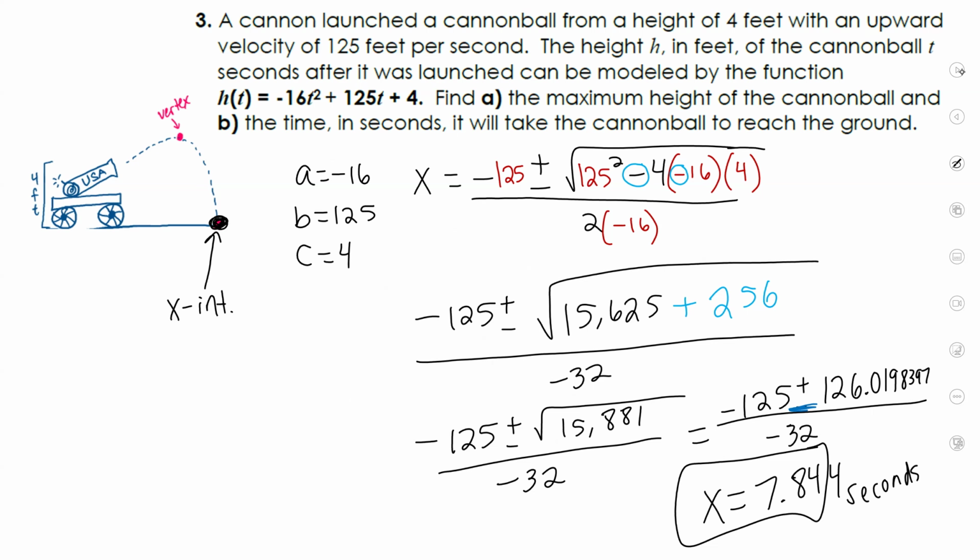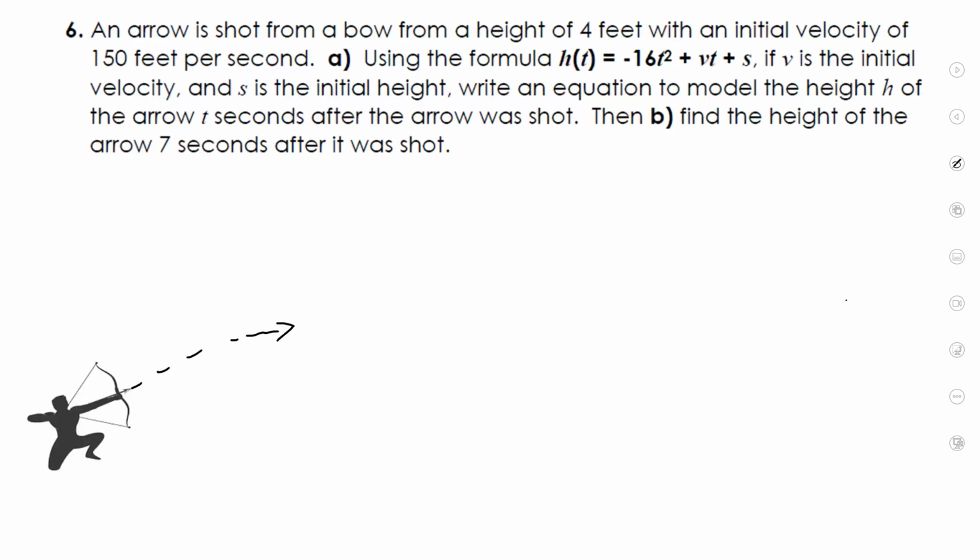So when, okay, looking at number 6. We're looking at an arrow that is being shot from a bow. This is the equation, but notice it is not completed for us. So let's read this. It says that they launched the arrow at a height of 4 feet with an initial velocity of 150 feet per second. It tells us that V stands for the initial velocity. So guys, what is my initial velocity?